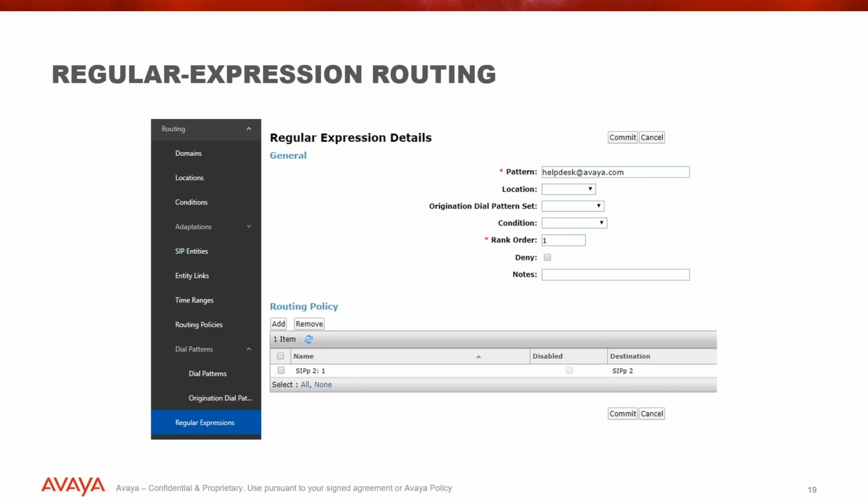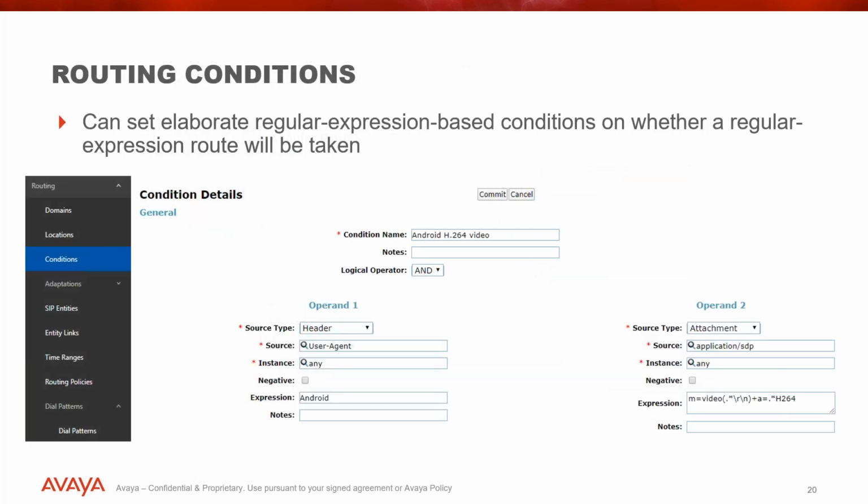This is what the regular expression form looks like. So you enter your pattern. Much like a dial pattern, you can restrict it by location or origination dial pattern set. Then at the bottom, you add one or more routing policies. So if this regular expression matches, you're going to try these routing policies. The condition is a very powerful thing you can do with regular expression routing. We've got an example on the next page. Again, a fairly contrived example, but it does show you the power of this, and maybe you can come up with examples that are useful to you in your enterprise.